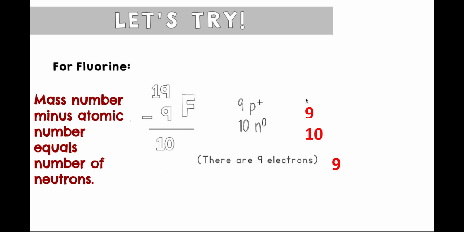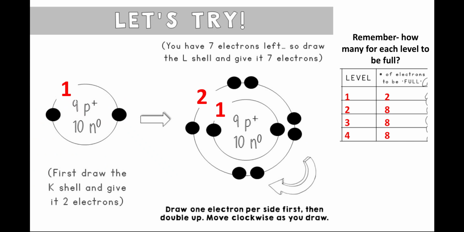So in the center of our Bohr model that we're going to draw for fluorine, we're going to write 9p+, 9 protons, and 10 n0, 10 neutrons. We also know, because this is going to be an uncharged atom, that there will be a matching number of electrons to the number of protons, right? Plus and minus need to cancel. So we know we're going to end up with 9 electrons, okay?